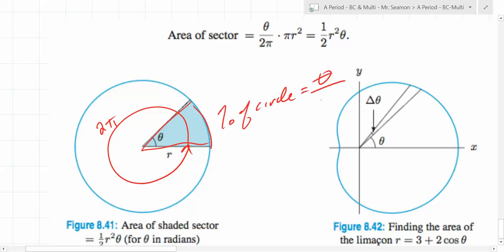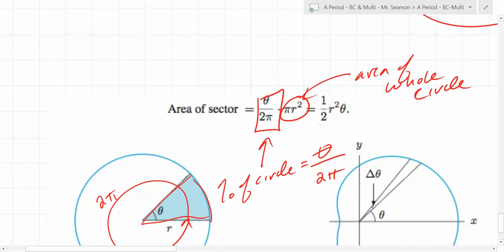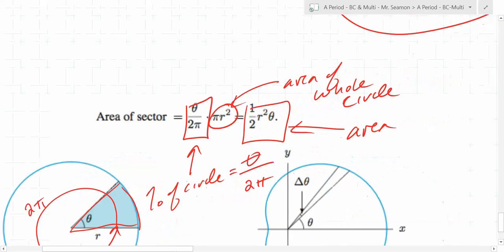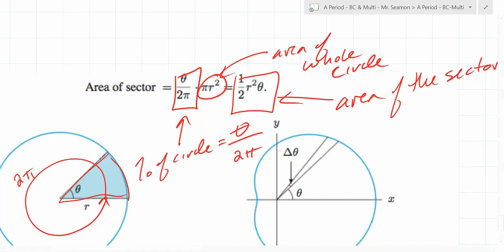Theta over what? 2 pi. So this right here is some part of the circle. How much of it? Theta over 2 pi. What is that right there? Area of the whole what? Whole circle. So when you simplify this, what do you end up with? 1/2 r squared theta, which is the area of the what? Of the sector. So that would be a perfect answer only if you had a circle. Only if you had a circle.